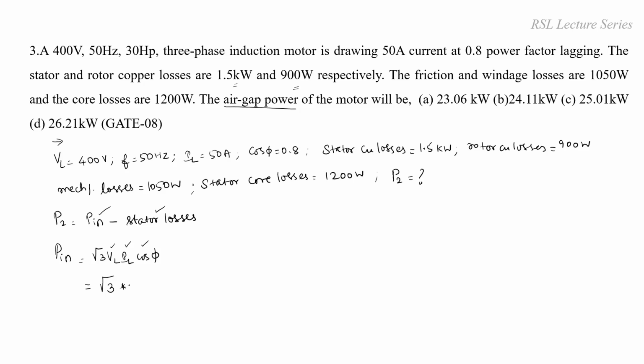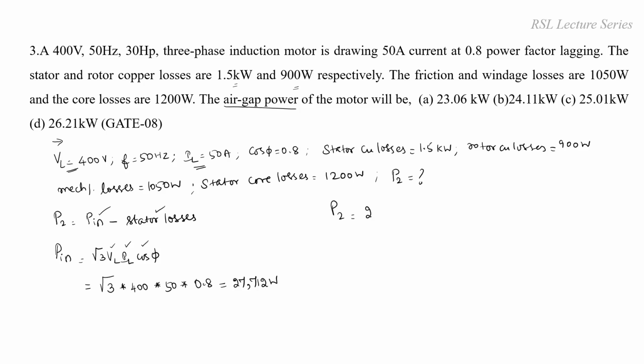So root 3 into 400 into 50 into cos phi, which is 0.8. Unless otherwise specified, we have to consider these values of voltages and currents as line values. On simplification, we will get 27,712 watts. Next we'll find out P2.